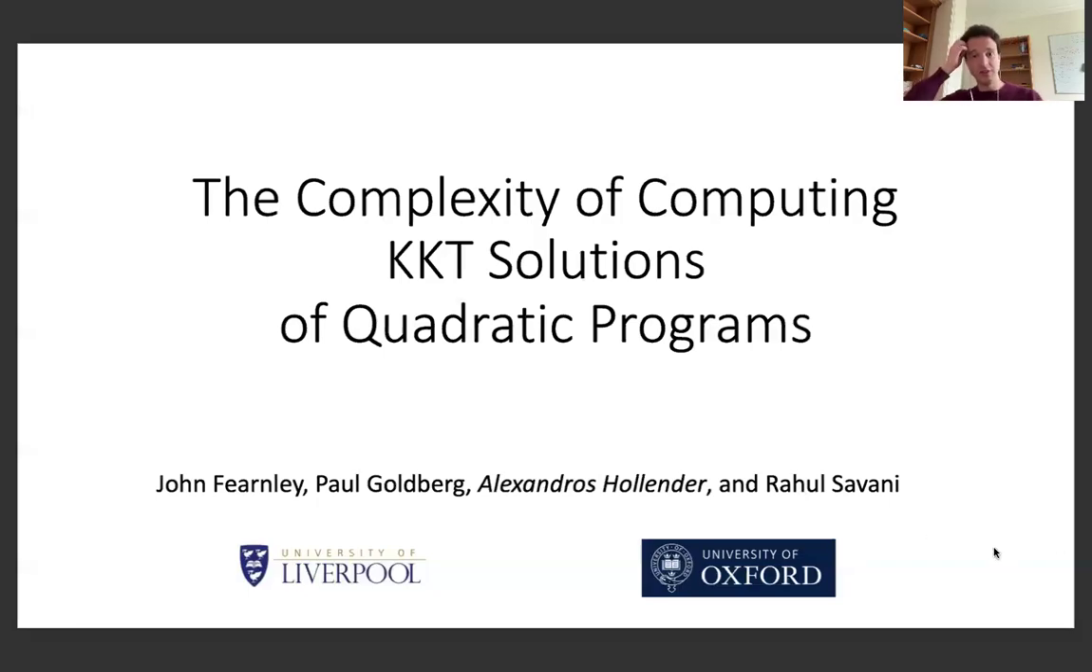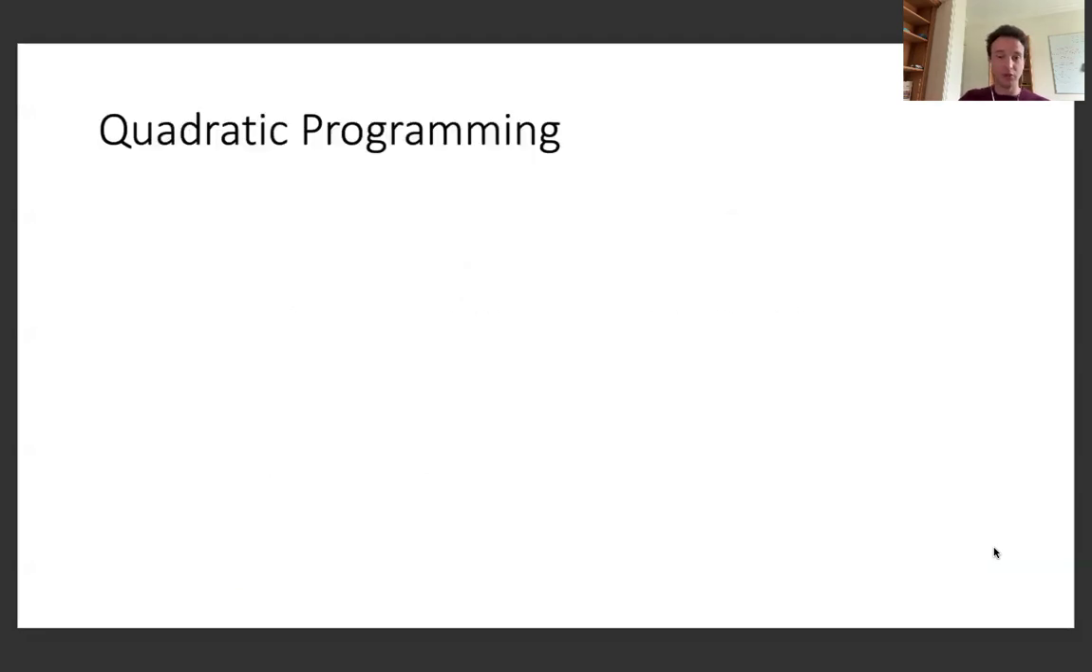So in this talk, I will tell you about the complexity of computing KKT solutions of quadratic programs. So what is a quadratic program? A quadratic program is a very simple and standard optimization problem of the following form. You have an objective function that is a quadratic polynomial and just simple linear constraints.